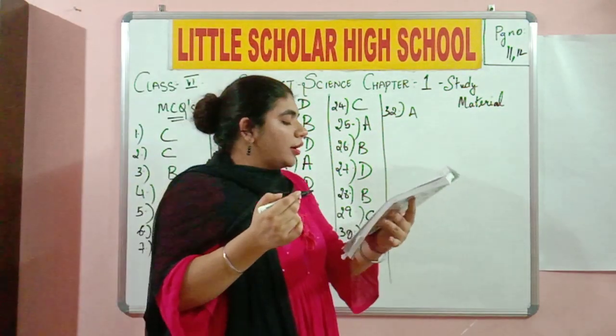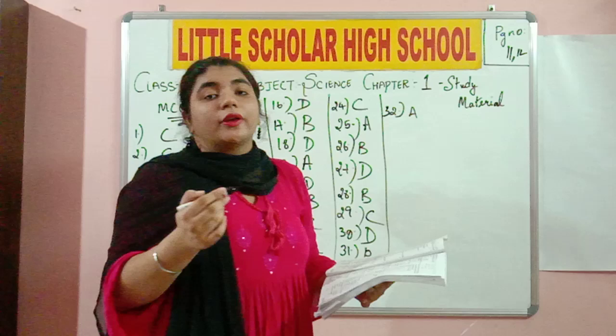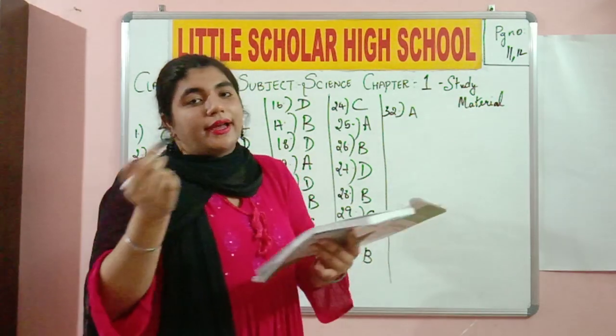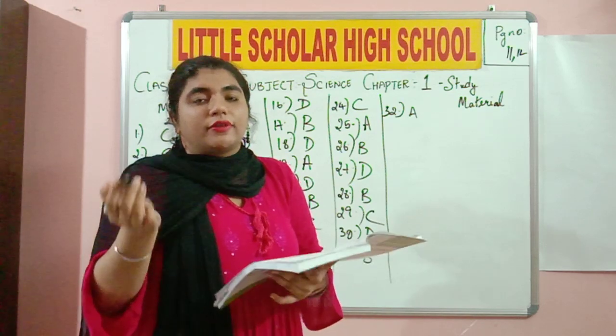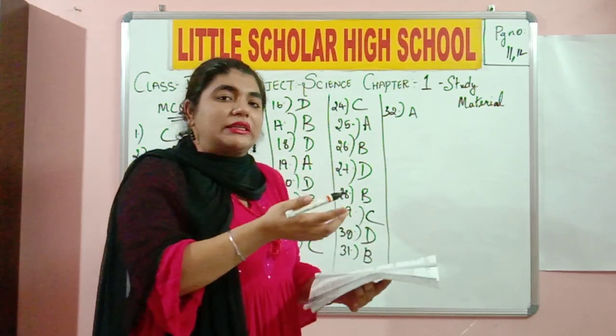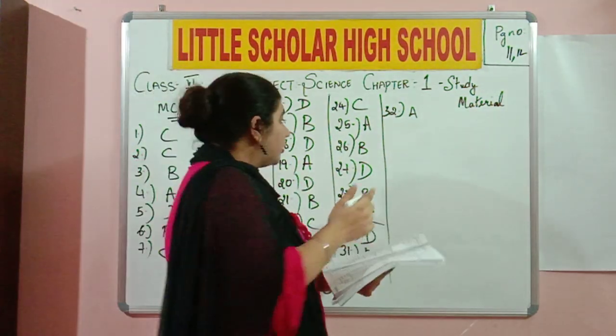Okay. 33rd one. Humans are omnivores. What do you mean by omnivores? Both carnivores as well as herbivores. You also prefer eating fruits and vegetables and you also eat eggs and meat. So now 33rd one is A.